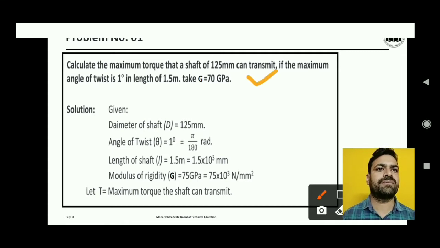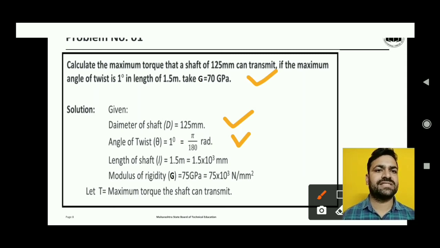can transmit, if the maximum angle of twist is 1 degree in a length of 1.5 meter. Take G, the modulus of rigidity, equal to 70 GPa. So this is the problem, and for the solution, first we have to write down the given data. First, the diameter of the shaft is given: D is equal to 125 mm. Then the angle of twist, theta, is given as 1 degree. How to convert 1 degree into radian? 1 degree will be equal to pi by 180 radian. So we can convert it into radian.